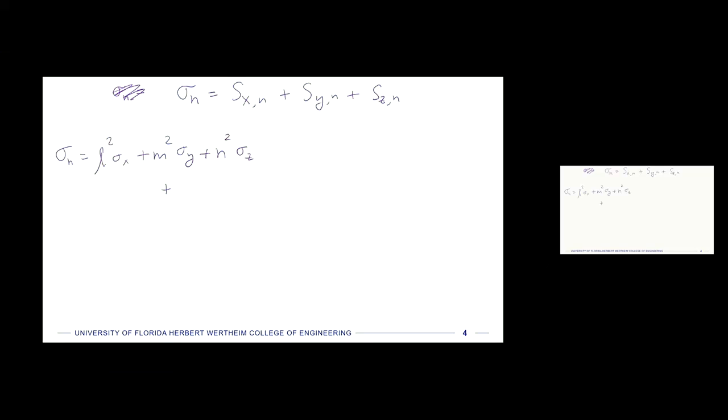plus 2lm tau xy plus 2ln tau xz plus 2mn tau yz. Okay, so I'm going to pause there for a second. Let me know if I have made any errors that you can see easily here.